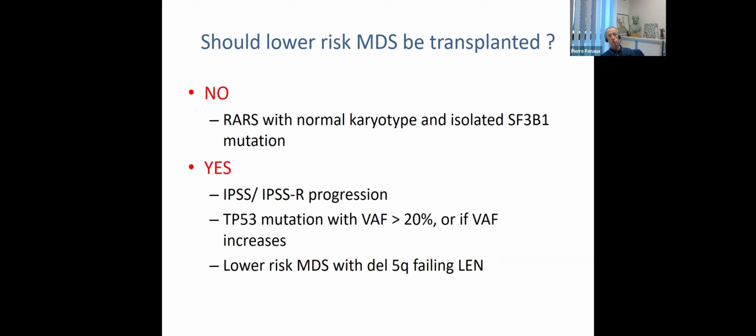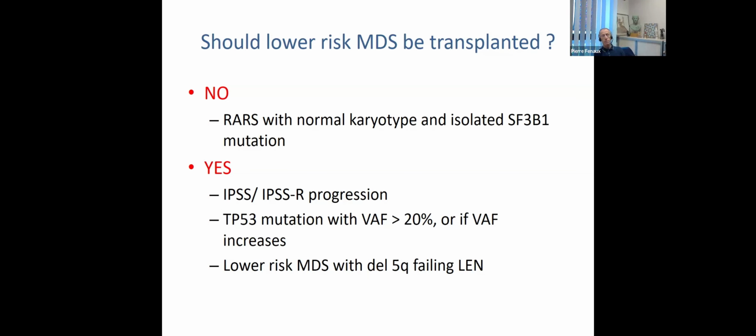Okay, so to try to have clear ideas, I would say that a patient with what I'd call RARS, which is sideroblastic anemia, with normal karyotype and isolated SF3B1 mutation, or SF3B1 mutation, for example, plus STAT2 mutation, will probably never progress to AML, or at least not before acquisition of other mutations. So this patient, unless he or she is transfused very frequently and is relatively young, below the age of 50 to 60, I would not transplant. And I would say it's better to be transfused every 2 weeks than to die.